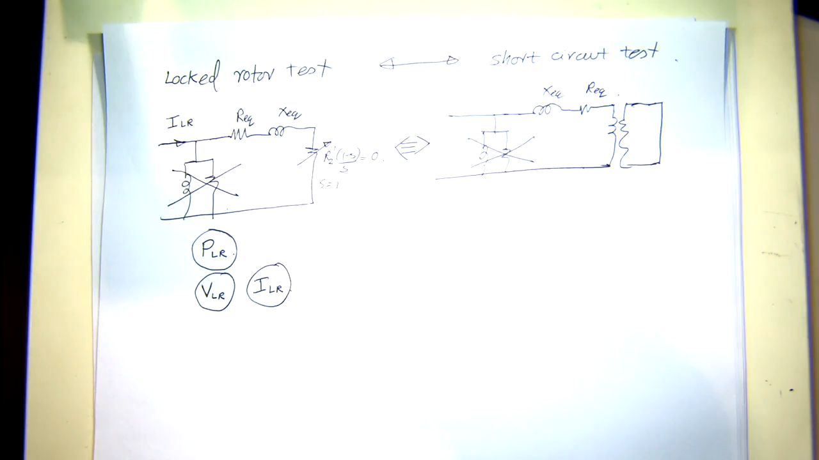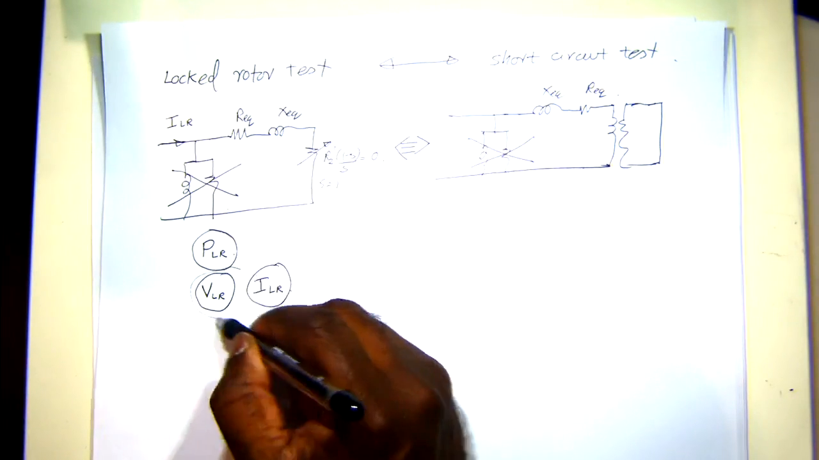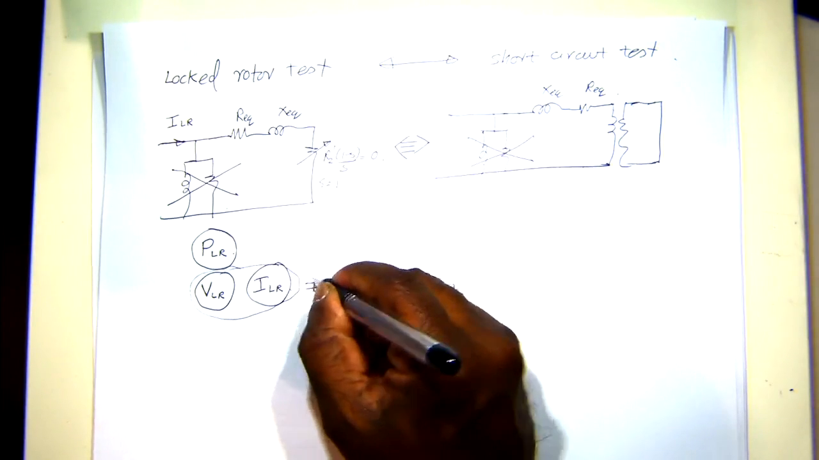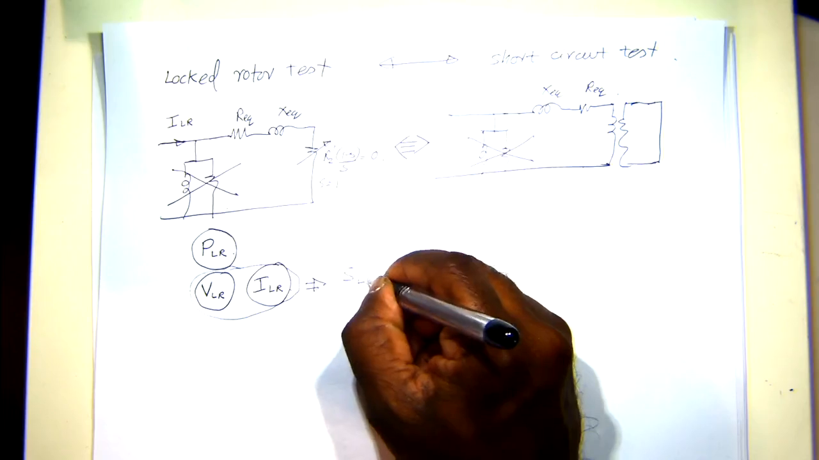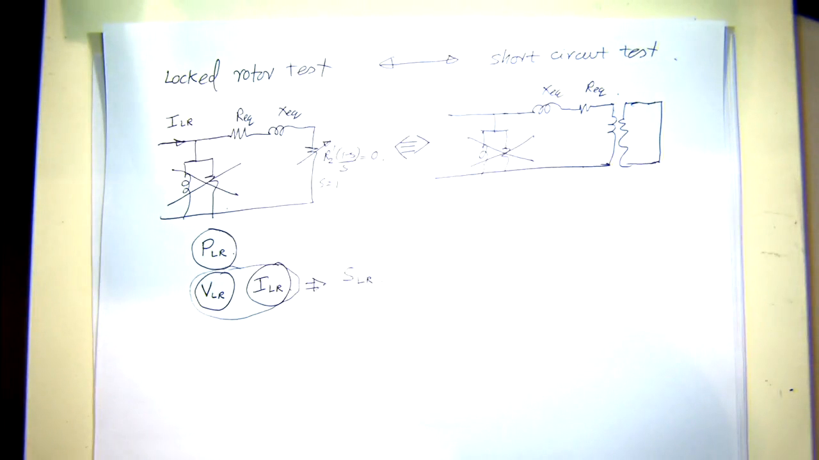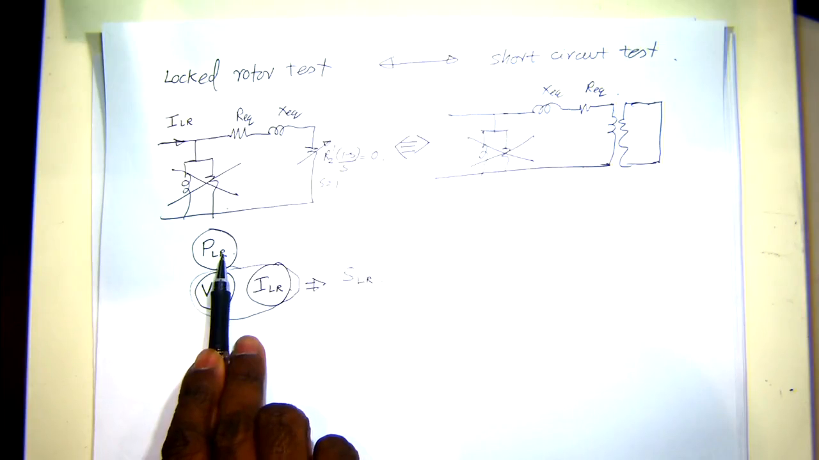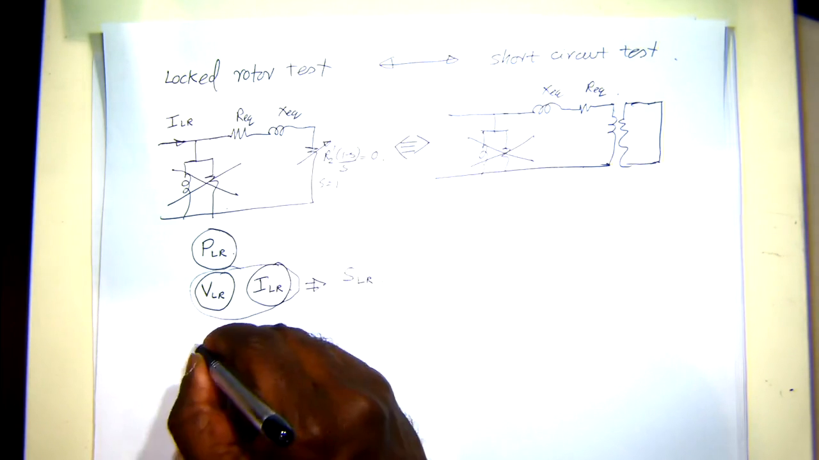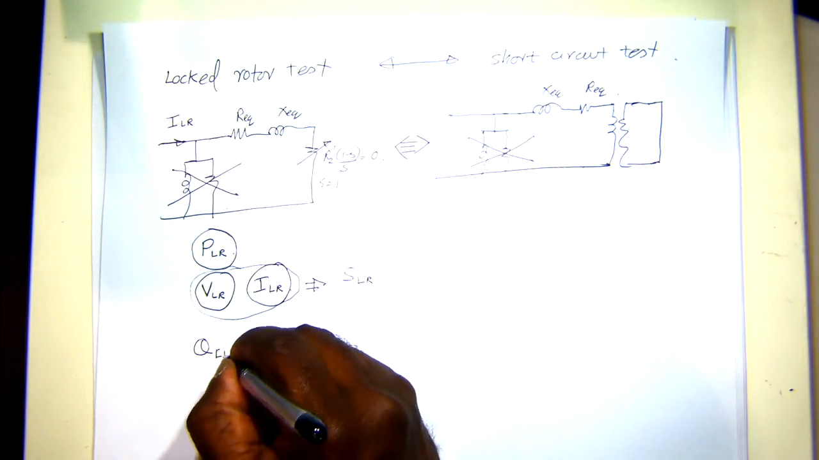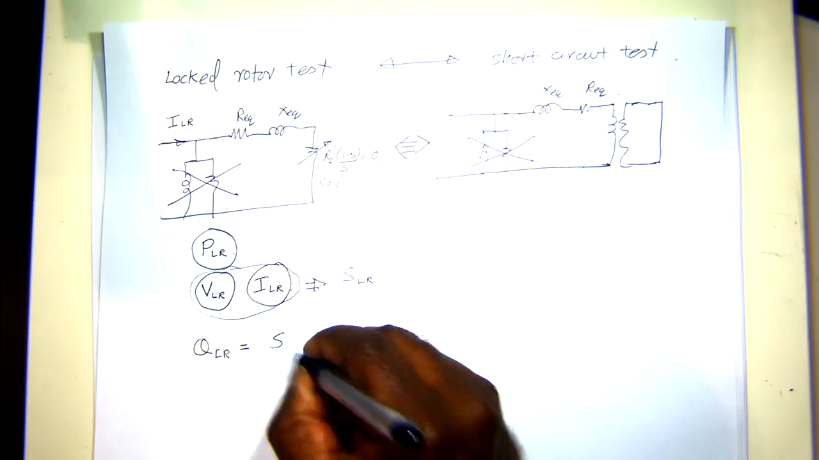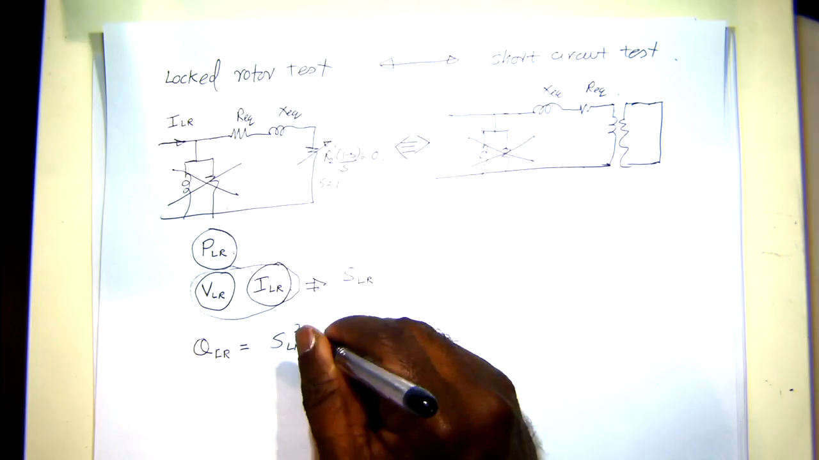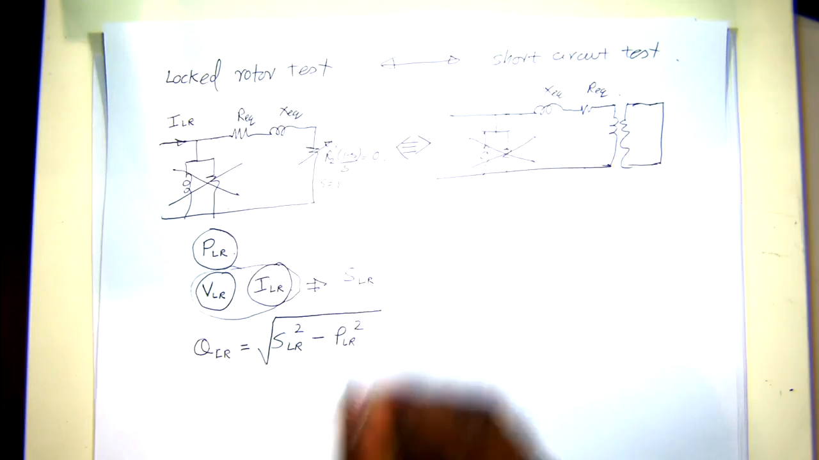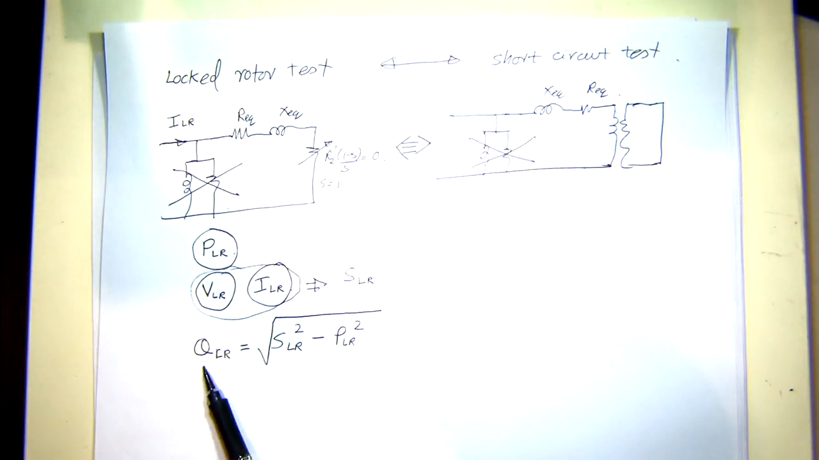Lock rotor test. From these two values you can estimate the apparent power, so the apparent power is S lock rotor. Then you have the real power measurement, you calculated the apparent power, and then you can find the reactive power. Lock rotor reactive power will be the square root of lock rotor apparent power squared minus P lock rotor squared. So this will be the reactive power measurement.